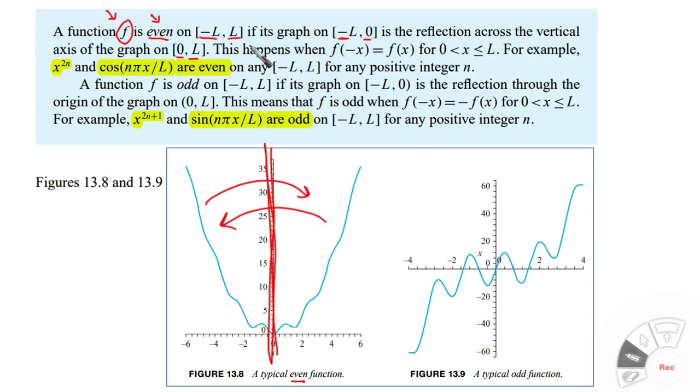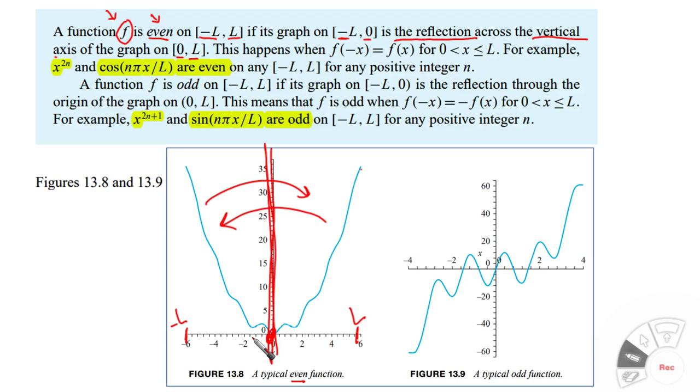And this is the meaning here when we are defining it. If we are talking about a function from minus L to L, this means that 0 is going to be in the middle, and this part of the graph is the reflection across the vertical axis of the graph on 0 to L. So this is an even function.